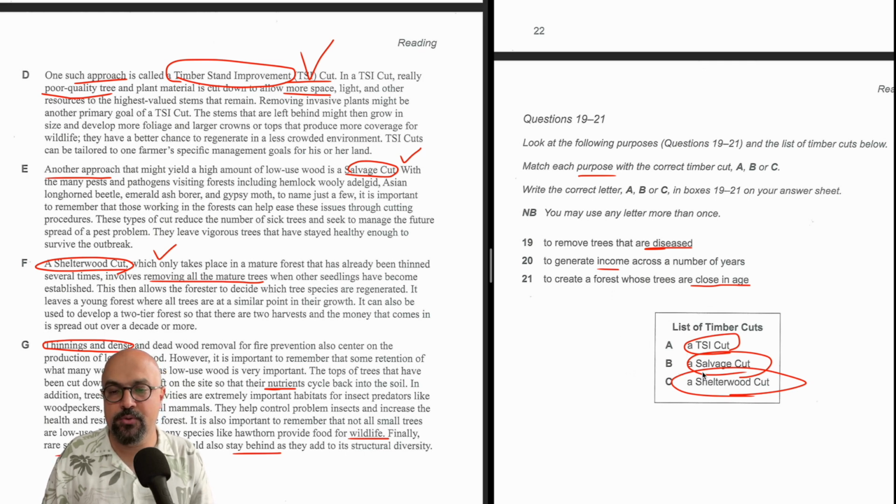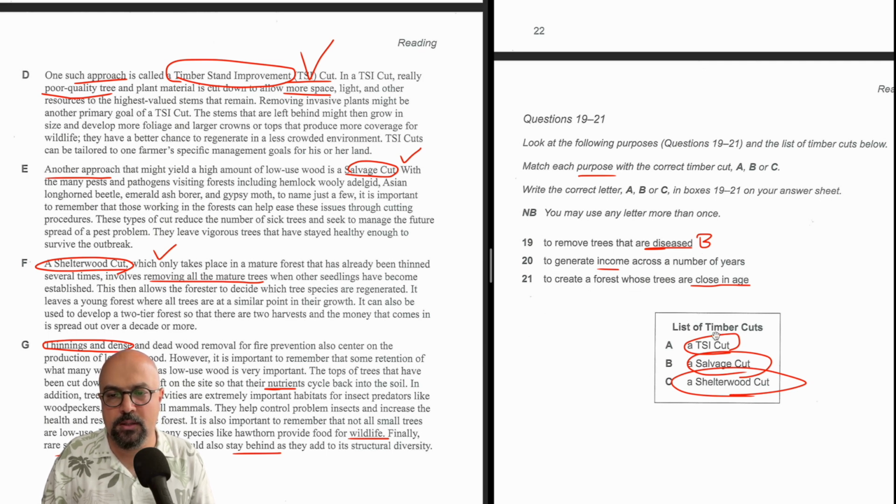So we don't know. Salvage cut is this one. With the many pests in forests, including the gypsy moth, it is important to remember that those working in the forest can help ease these issues through cutting. Yeah, that's about the disease. So 19 is B. Let's write B for 19. That is for sure.